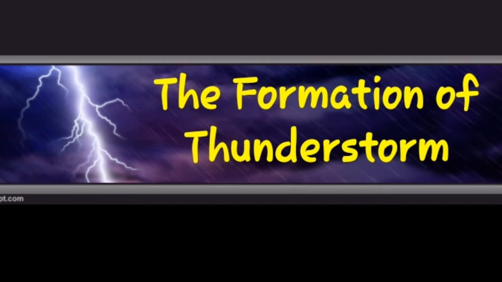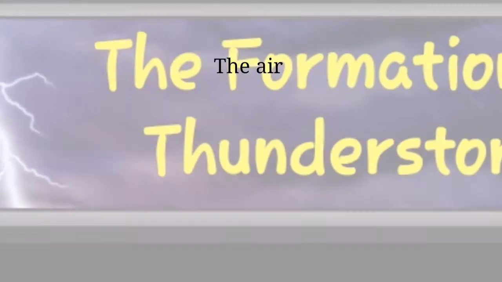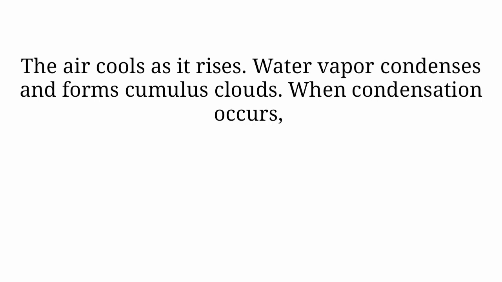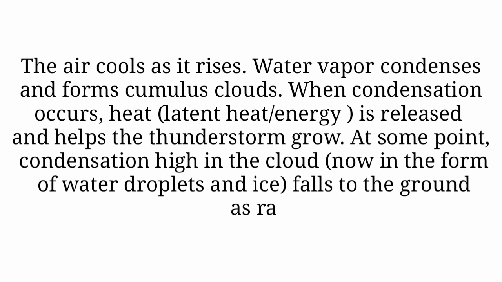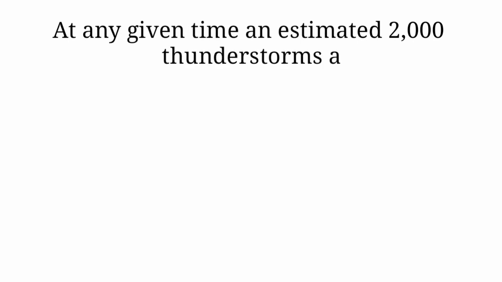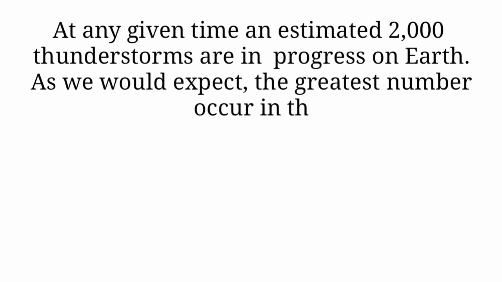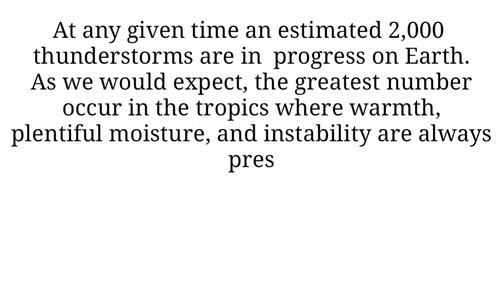How is a thunderstorm formed? The air cools as it rises. Water vapor condenses and forms cumulus clouds. When condensation occurs, heat, or latent heat, or simply the energy, is released and helps the thunderstorm grow. At some point, condensation high in the cloud, now in the form of water droplets and ice, falls to the ground as rain. At any given time, an estimated 2,000 thunderstorms are in progress on Earth.